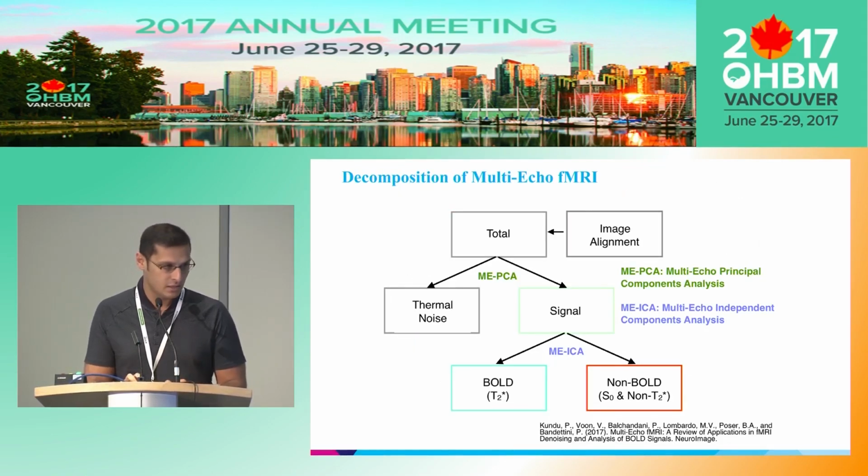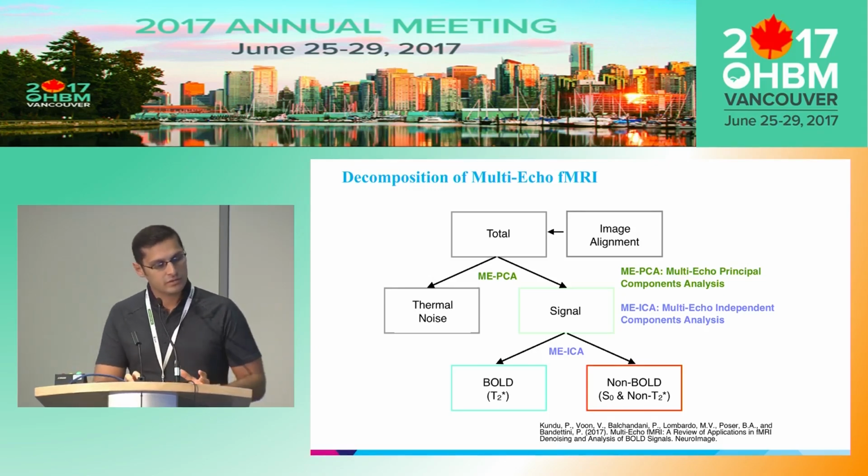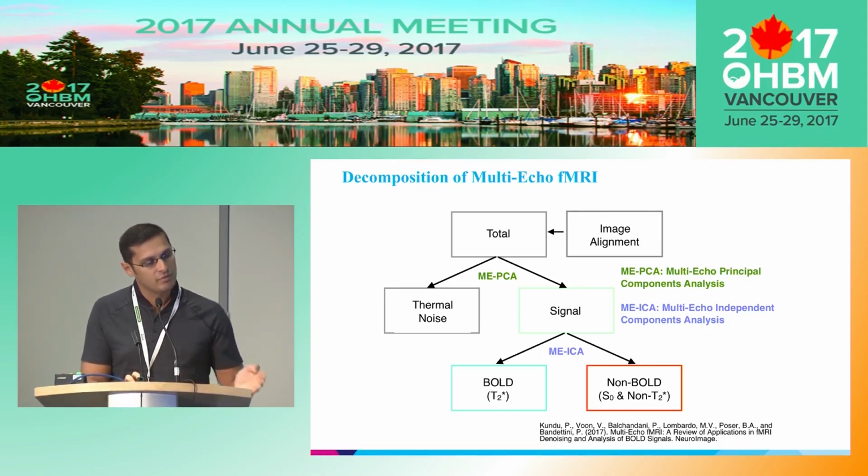So to give you an idea of the type of model we move to when we think about things in terms of T2*, this is in a sense what multi-echo ICA works from, in that after a basic image alignment step, you have the total variance of your data.